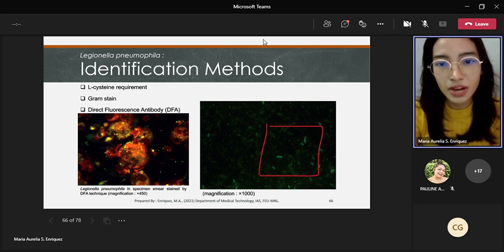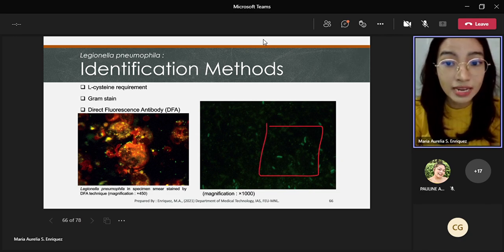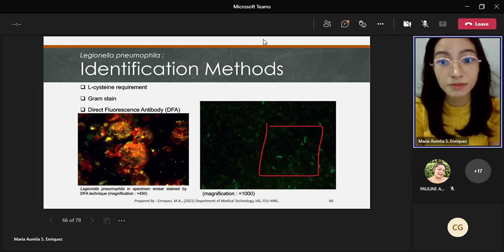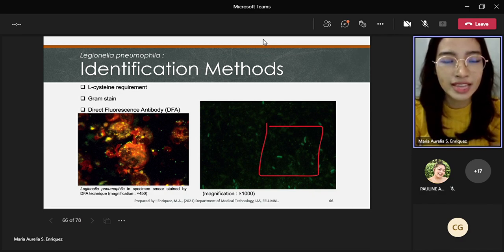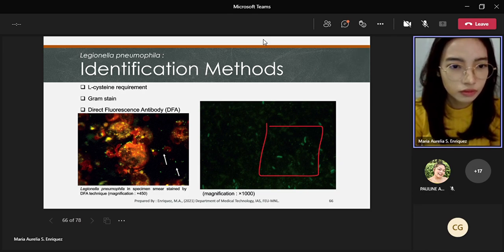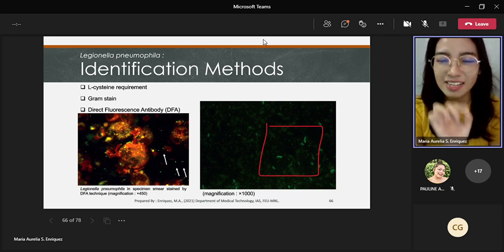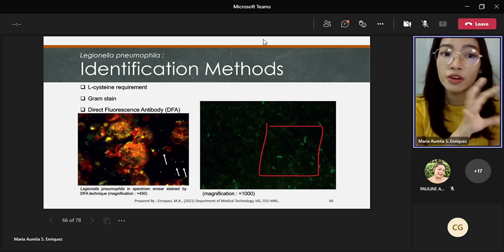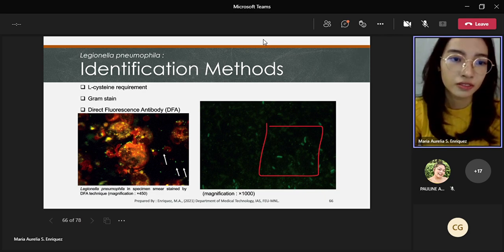Ayan po. So, ayan, here they have been magnified for 450 times, and then dito po, ito yung 1,000 times magnification. Ayan po, here at 450 magnification, yung mga maliliit na tuldok-tuldok na kulay green po, yun yung Legionella pneumophila.